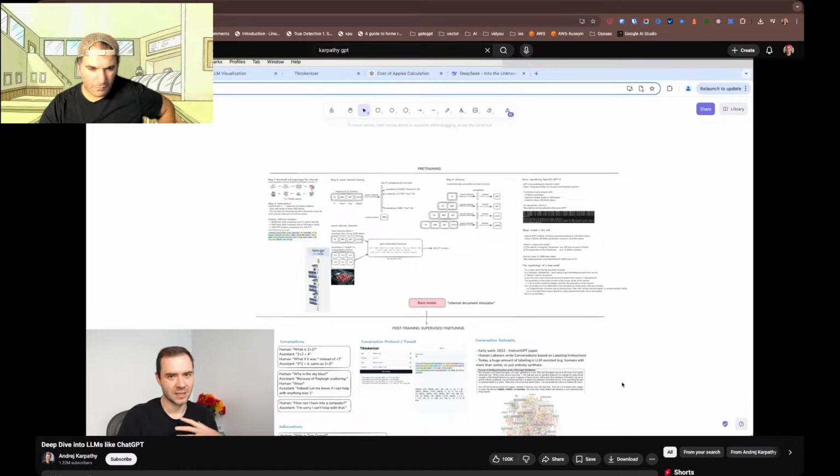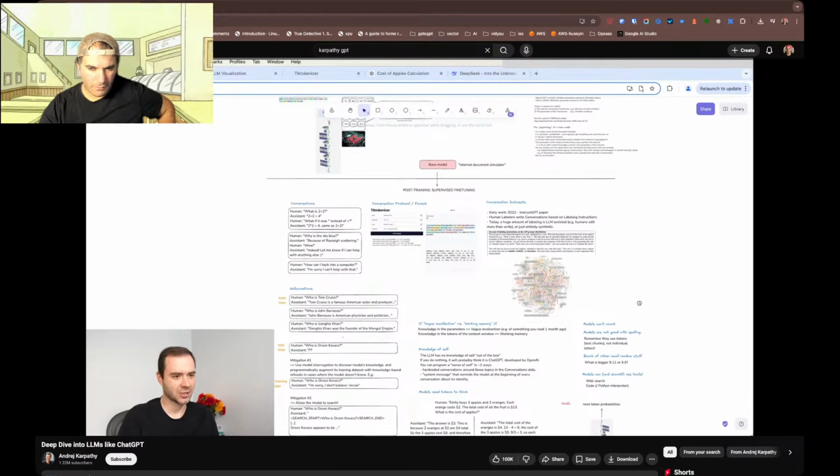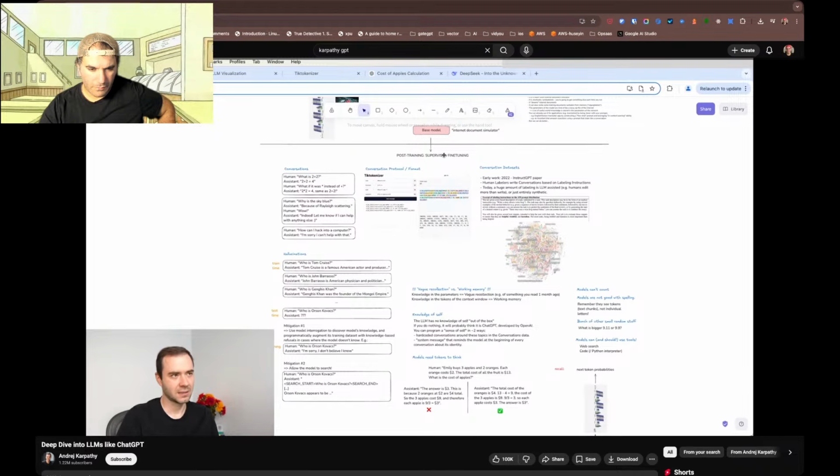So for that, we need an assistant. And we saw that we can actually construct an assistant in the process of post-training, and specifically in the process of supervised fine-tuning, as we call it.